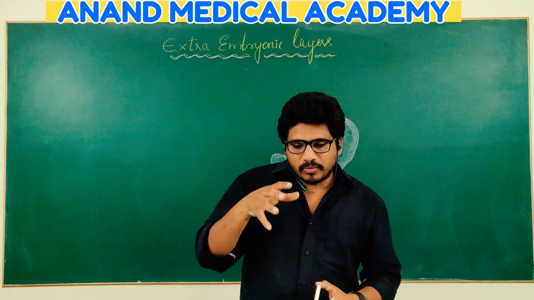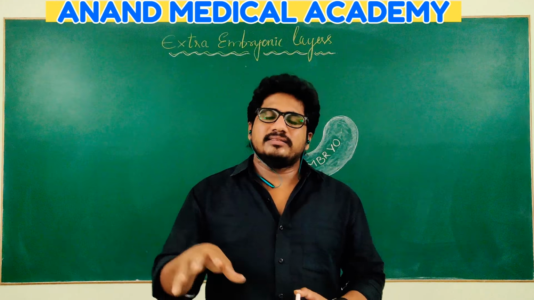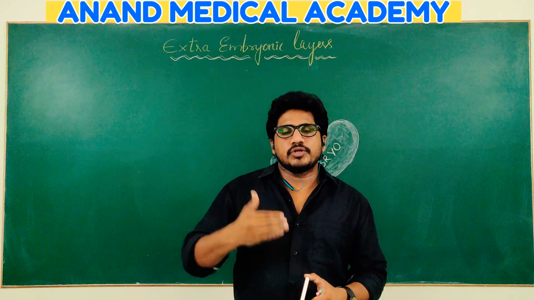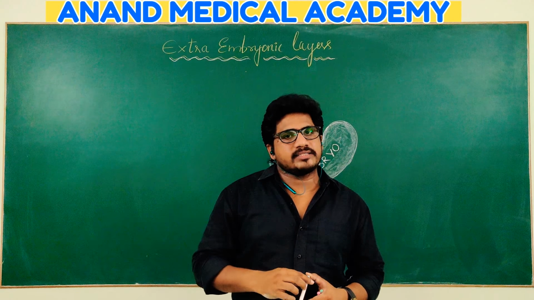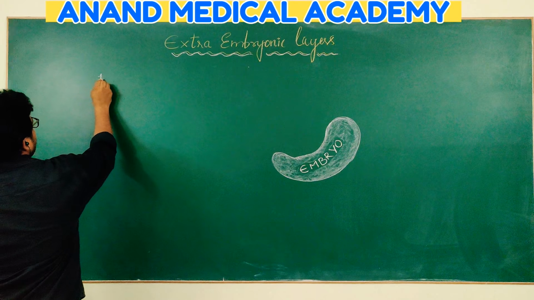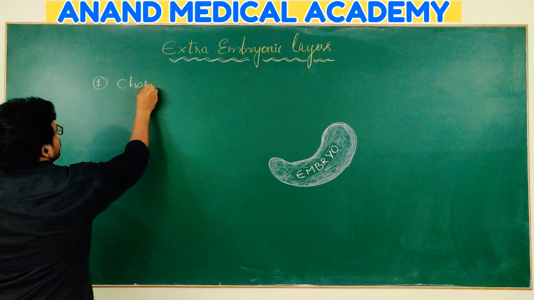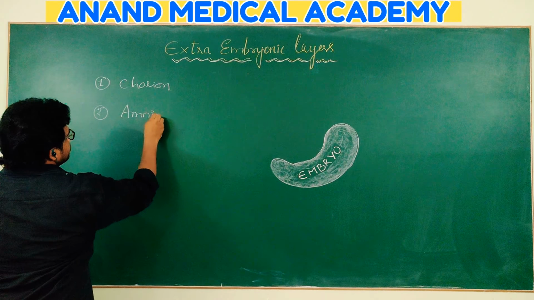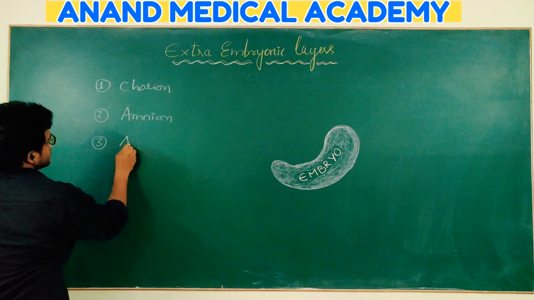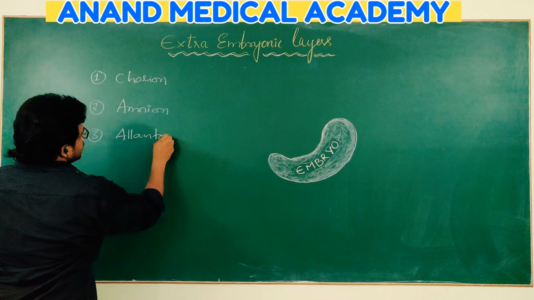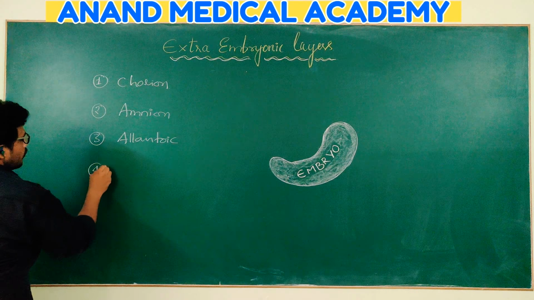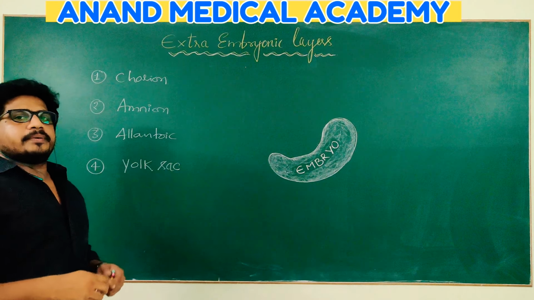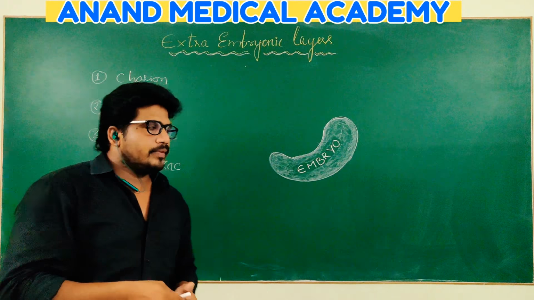Extra embryonic membranes are not only a characteristic feature of humans or mammals. They are also present in fishes, amphibians, reptiles, birds, and mammals. So totally there are four types of extra embryonic layers. Number one is chorion. Number two is amnion. Number three is allantois, also called allantoic. Number four is yolk sac. All these four are present around the embryo.